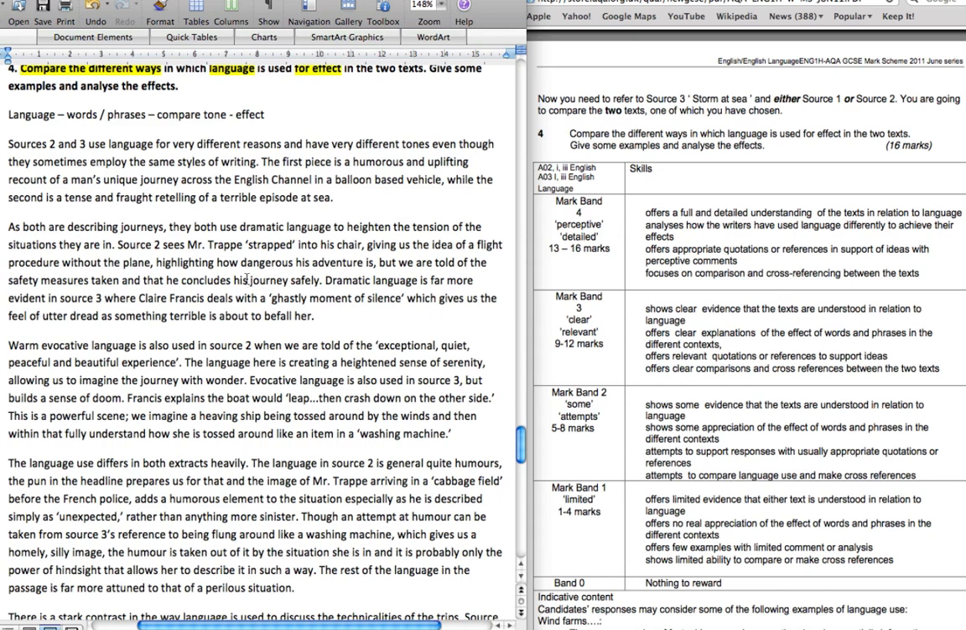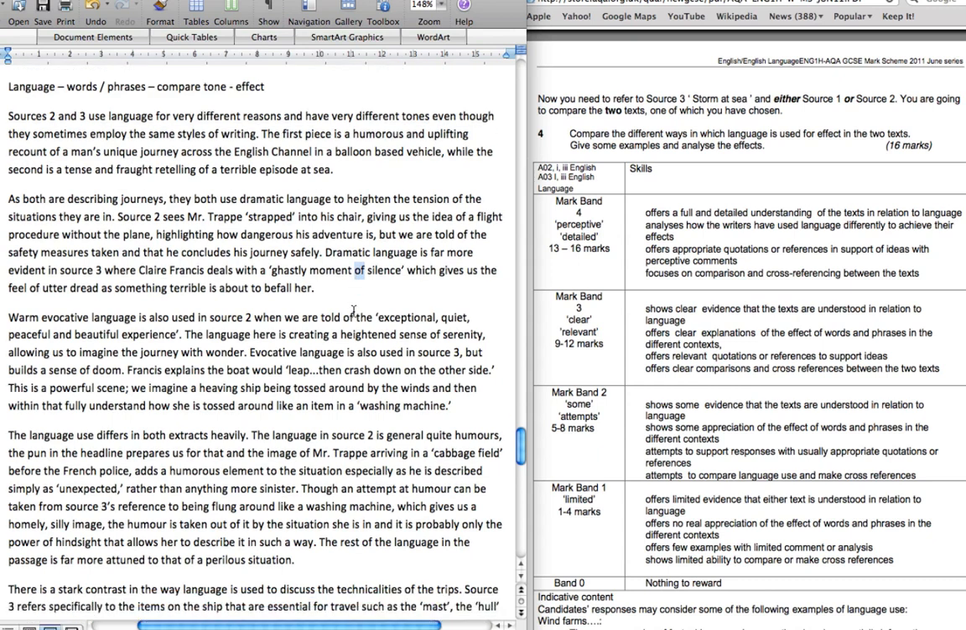And the second, dramatic language is far more evident in Source 3. Good comparison there, where Claire Francis deals with a ghastly moment of silence, which gives us the feeling of utter dread. So we've actually picked up exactly how it makes us feel, as something terrible is about to befall her. So I wouldn't actually say that first one was up in the A grade category at all. Let's see if it gets stronger.